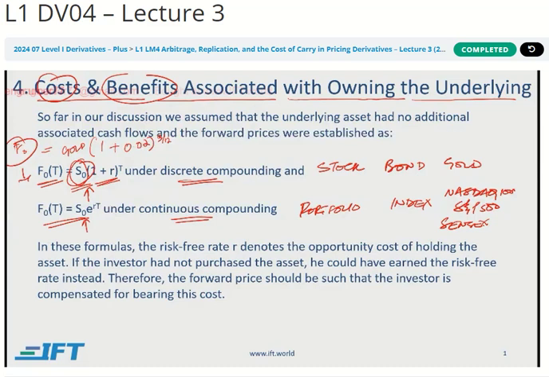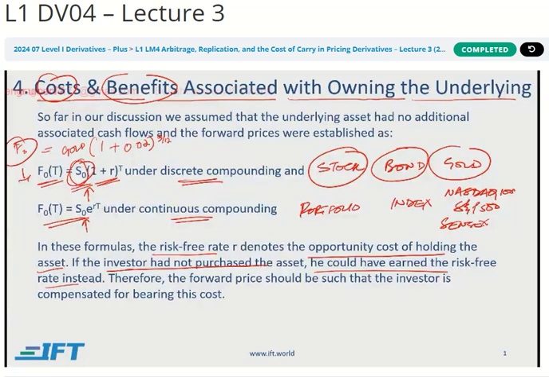Now the whole logic here is that if you don't buy this asset, if you didn't buy this stock, if you didn't buy this bond, if you didn't buy this gold, you could have put your money in the bank and earned the risk-free rate, right? So the future price should at least be more than the spot price by the risk-free rate, which denotes the opportunity cost of holding the asset. That if you didn't hold the asset, you could have invested the money at the risk-free rate. So if the investor had not purchased the asset, he or she could have earned the risk-free rate instead. Therefore, the forward price should be at least more than the spot price plus the risk-free rate for the amount of time that the forward is there for.